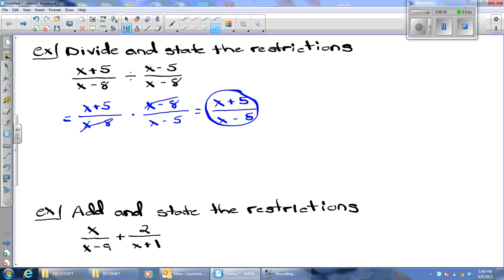Now, our restrictions, we go back to the original problem. So our restriction is x cannot equal 5 or 8.